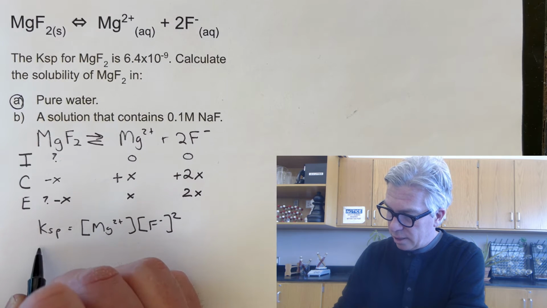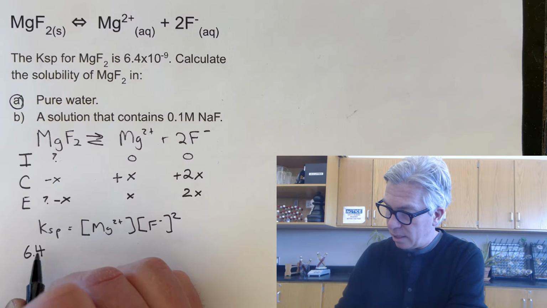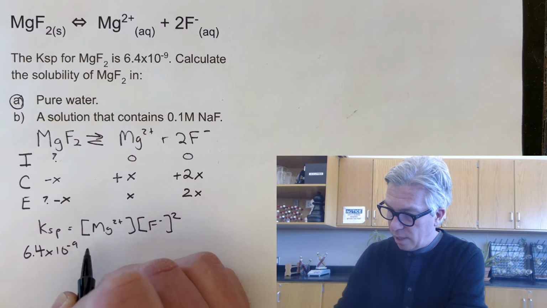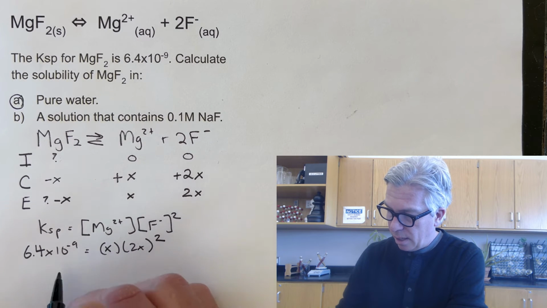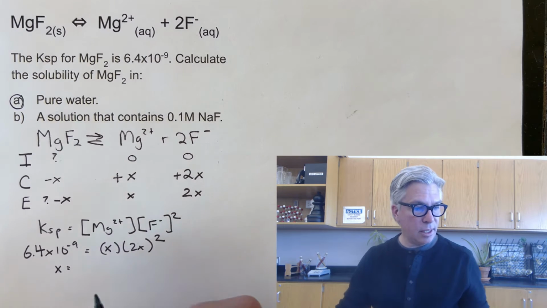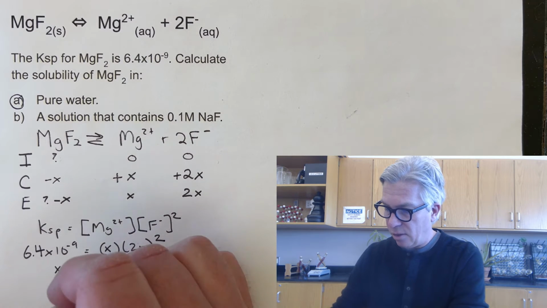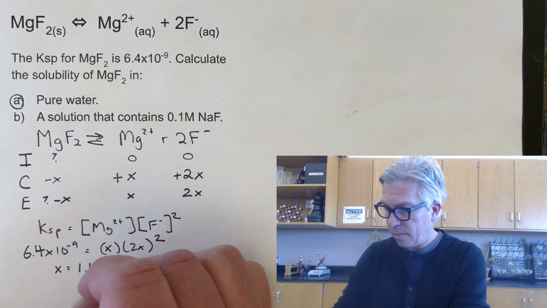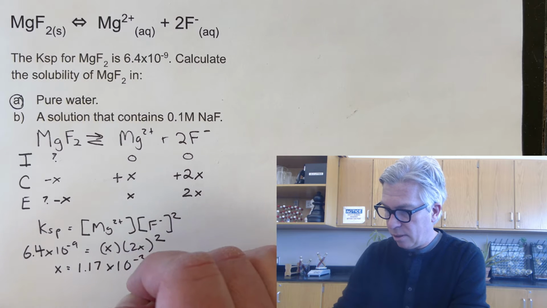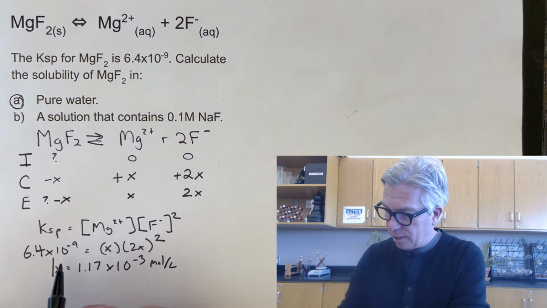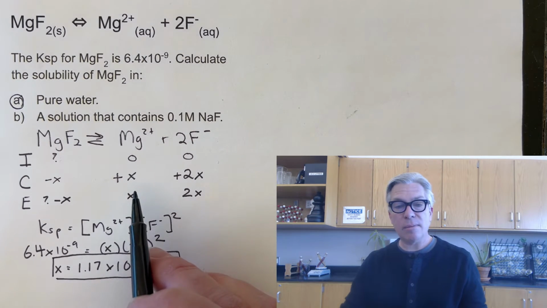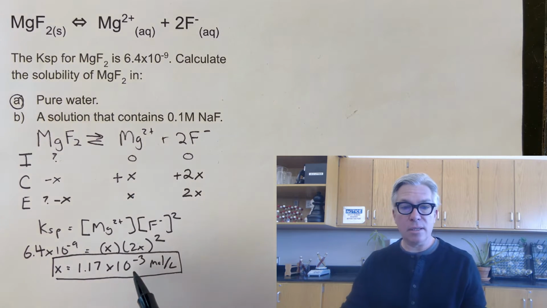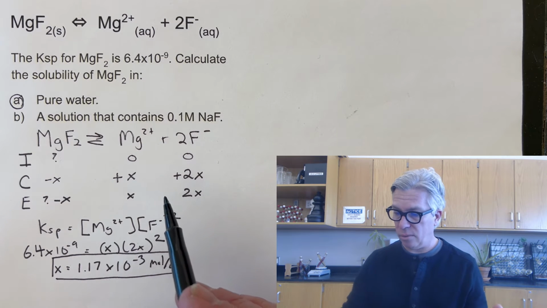And I started setting up some of these so it takes me a little less time. 6.4 times 10 to the minus ninth is equal to x times (2x) squared. And I get an x value for the molar solubility of 1.17 times 10 to the minus third, and that would be in moles per liter. That's how many of the compound dissolved. And so that would be equal to the magnesium ion concentration, and double that would be the concentration of the fluoride ions. So that's great.